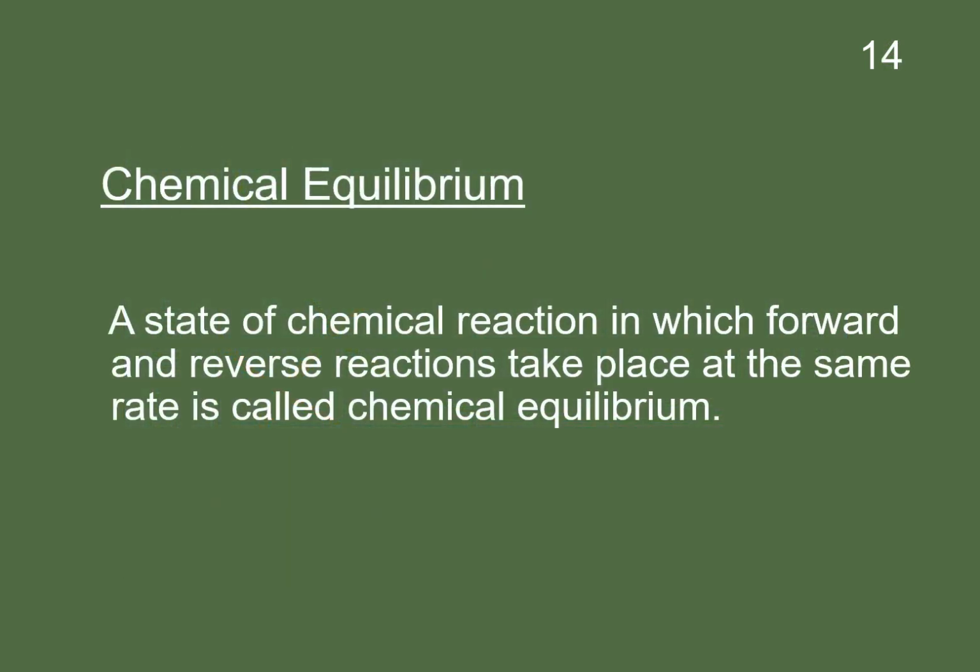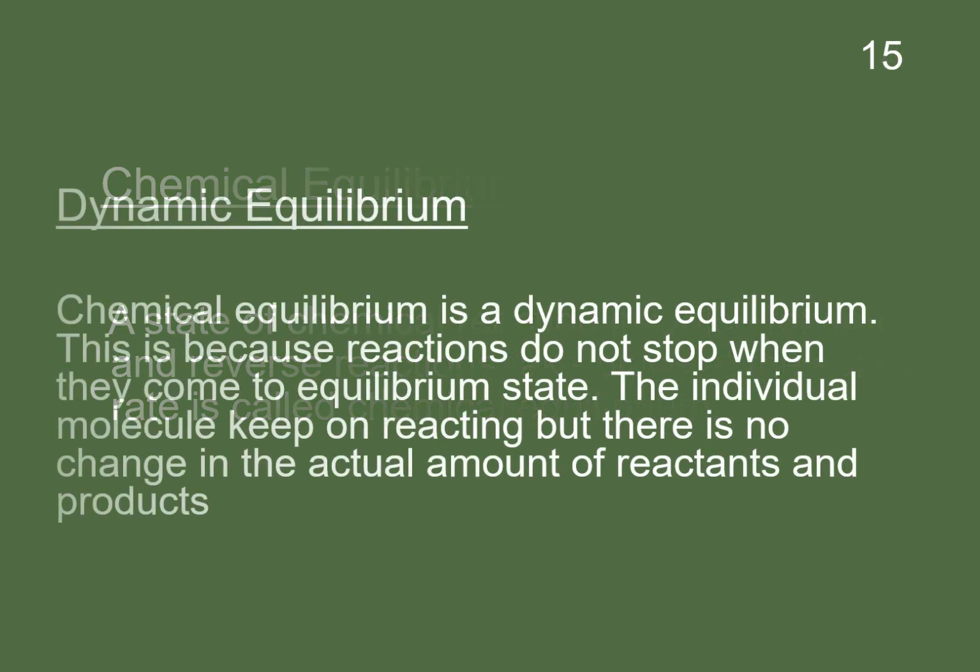Chemical equilibrium: a state of chemical reaction in which forward and reverse reactions take place at the same rate is called chemical equilibrium. Dynamic equilibrium: chemical equilibrium is a dynamic equilibrium. This is because reactions do not stop when they come to the equilibrium state. The individual molecules keep on reacting, but there is no change in the actual amount of reactants and products.